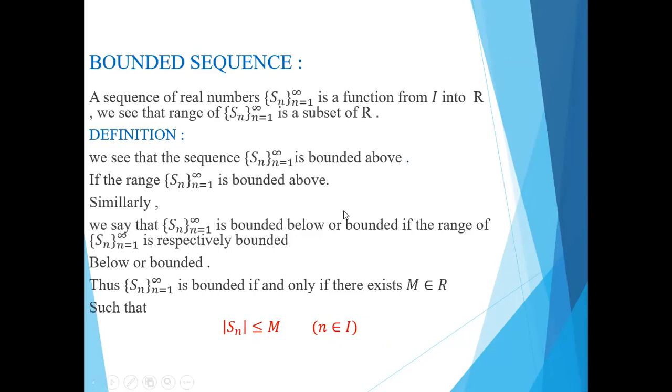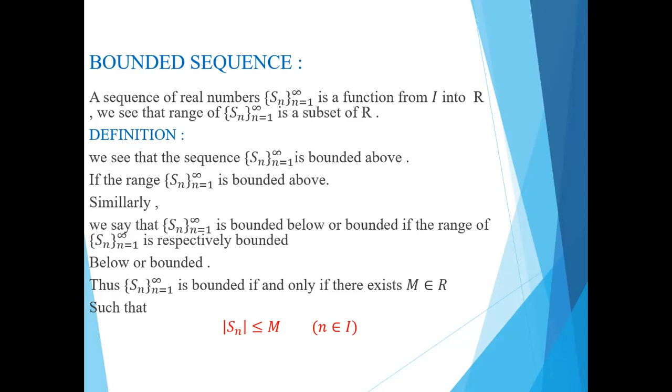The bounded sequence. What is meant by bounded? A sequence of real numbers, {Sn}, n equal to 1 to infinity, is a function from I into R. We said the range of {Sn} is a subset of R. This is the bounded sequence. It means it is bounded below or bounded above. It is called bounded.